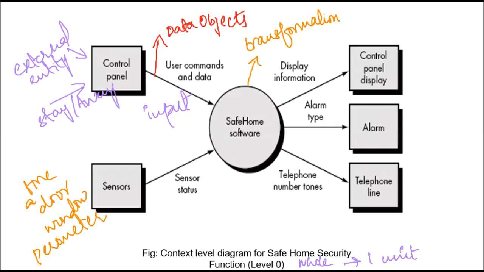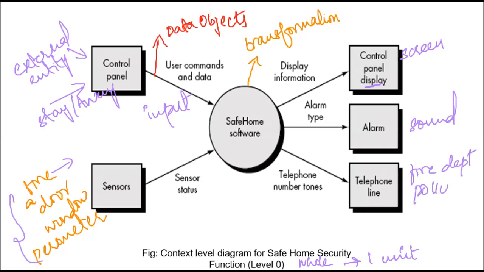Now the output is displayed at the control panel display, that is your screen. It is going to be displayed upon the screen. Then alarm type, if you're setting some specific alarm for any type of changes within the sensors, those alarms are going to be played. The sound is going to be played. Then the telephone line: for the fire sensor, they're going to feed a number for the fire department. For any burglary, you can have a number for the police department, and you can also have a number for the homeowner, so that contact is made to the homeowner. So this is the representation of the system as one whole.